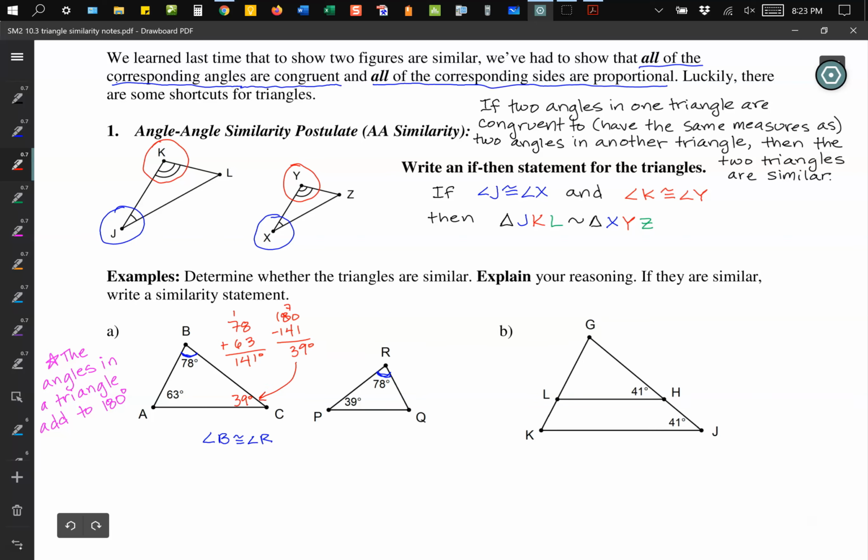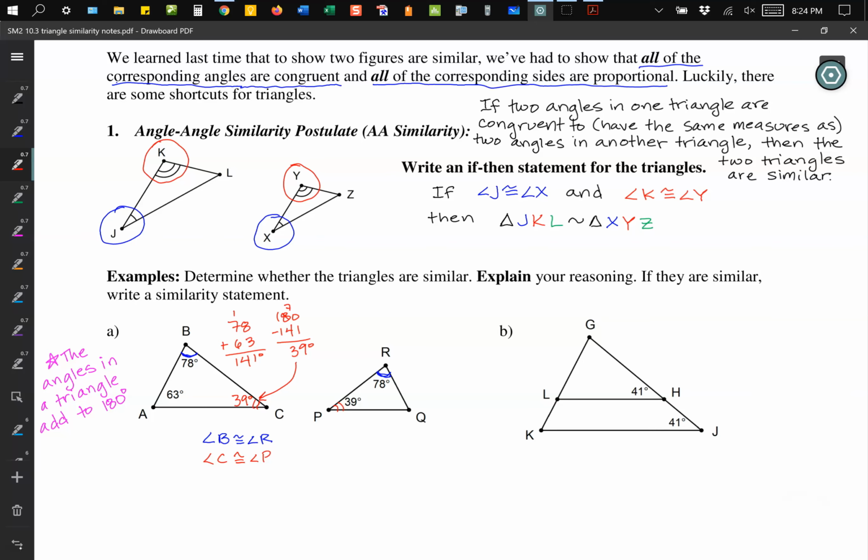Now I could of course have done the same thing to figure out angle Q, but I really don't need to because I only need two sets of matching angles. So I have just determined that angle C is congruent to angle P. On your homework, you're going to be asked to list all of the sets of matching angles that you know and show how you know. So this work right here would have shown how I figured that out. So I have shown that I've got two sets of congruent angles right here. So that's enough to explain my reasoning.